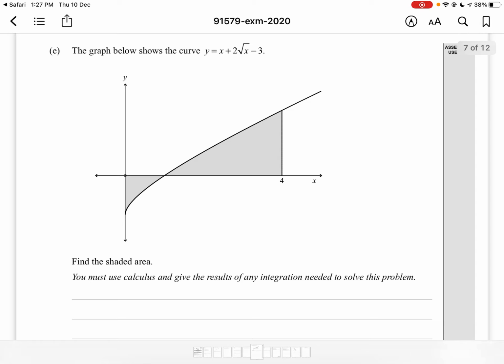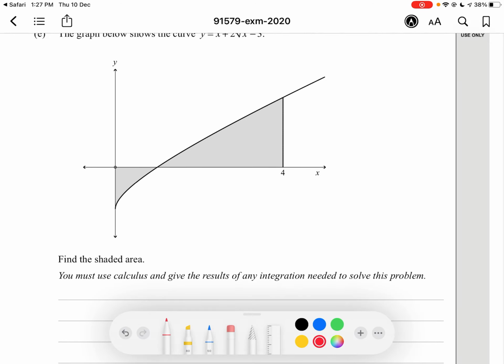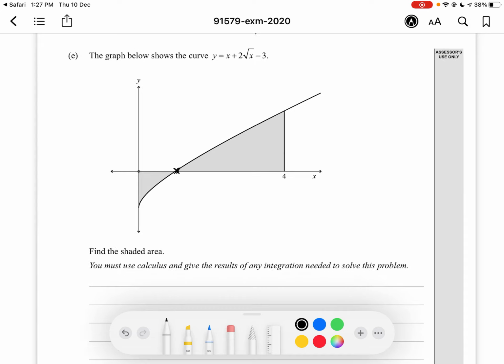Question E. The graph below shows the curve y equals x plus 2 root x minus 3. Find the shaded area. Alright, so this question, once again, is very similar to the question we were doing, which was, I think it was 1D. Very similar question. We need to find the boundaries, so that's this boundary here, only this boundary. So we only need to find that boundary there.